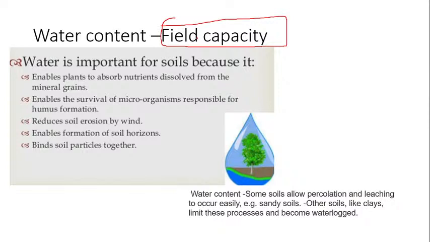Only if water is present, you will get a clear vertical layer of soil, and water will help bind the soil particles together. So in this matter, the water is very important. Water helps supply nutrients for the plants. 2, it helps the survival of microorganisms. 3, it prevents the soil erosion by wind. Then 4, you can see the different horizons in soil. Then it helps the binding of particles together.